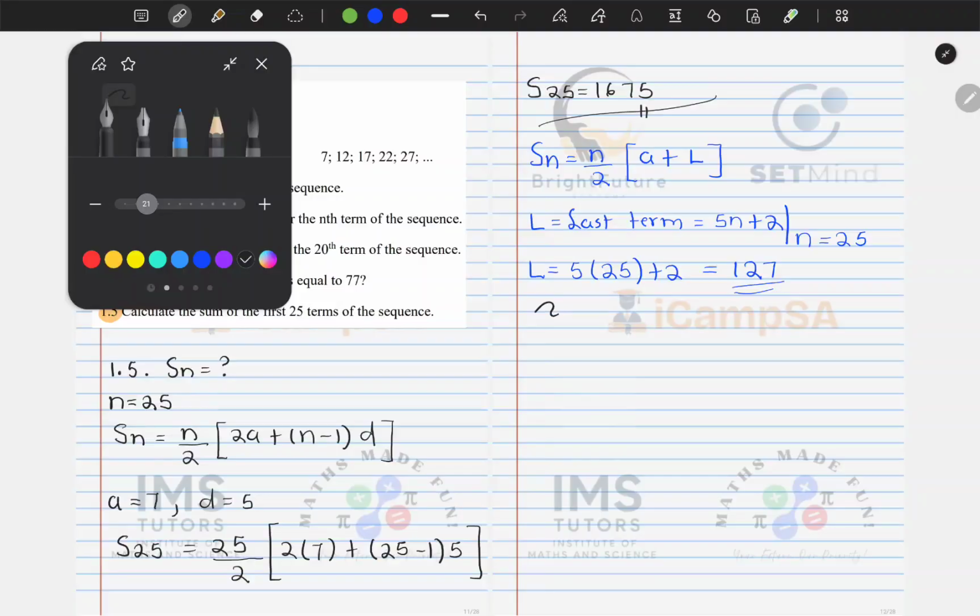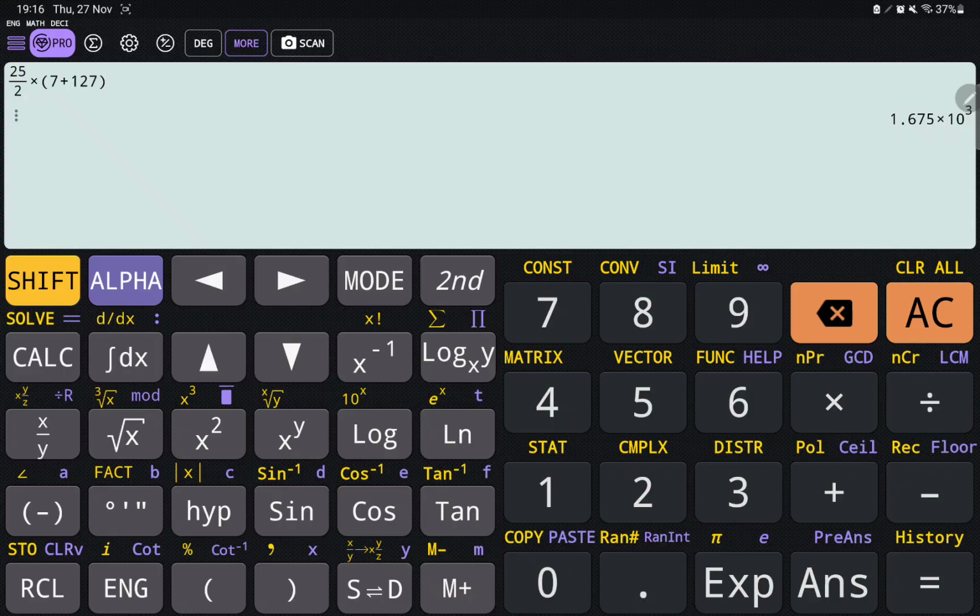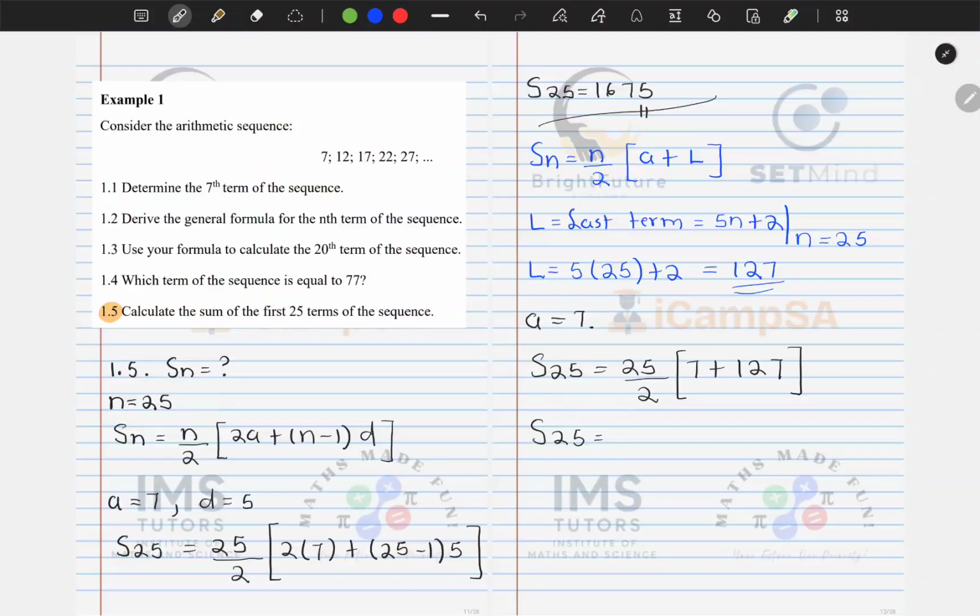Remember that the first term we already know, a is 7. So the sum of 25 terms, you could have said, is 25 over 2 into the first term, which is 7, plus 127. I'll use my calculator and see if I find the same answer. Indeed, we do get the same answer, 1675. So both formulas do work.